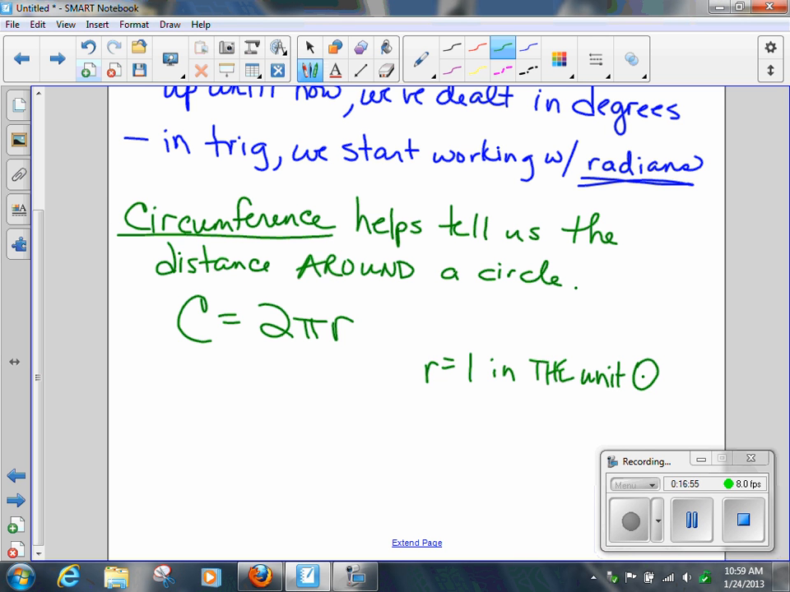We're getting ready to do a proof without doing a proof. What am I going to do with that 1? I'm going to substitute. So I'm going to substitute 1 in for radius. Folks, what's 2 times pi times 1? 2 pi. What do you think that means?